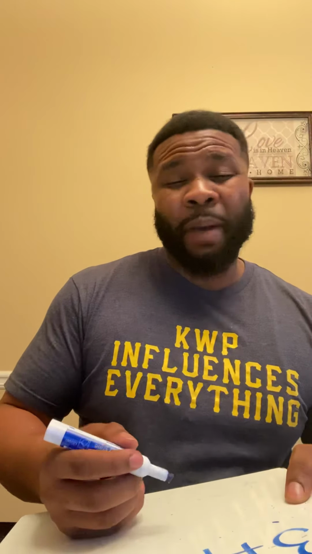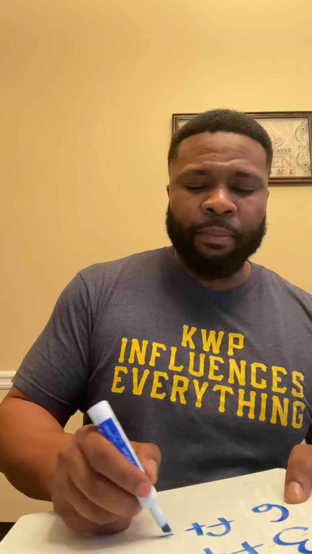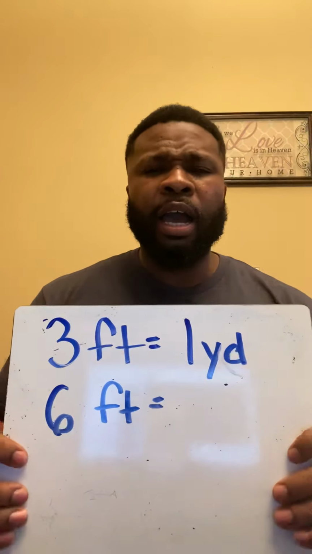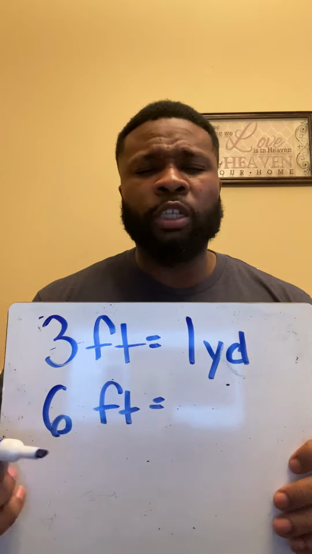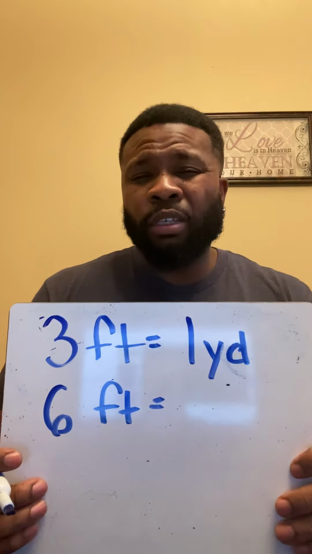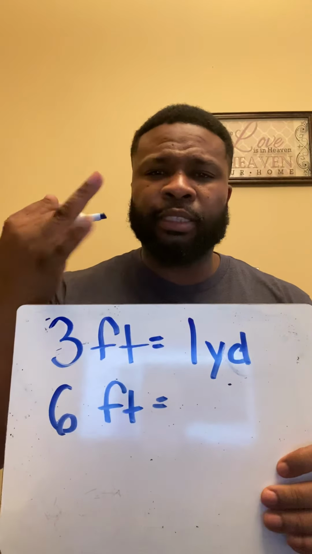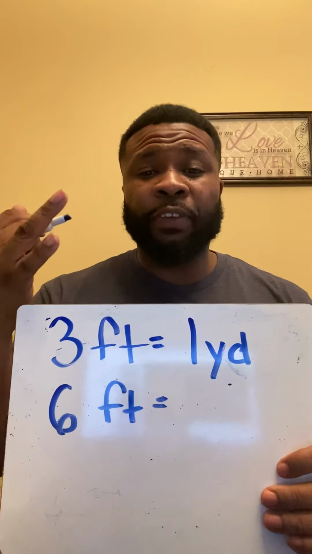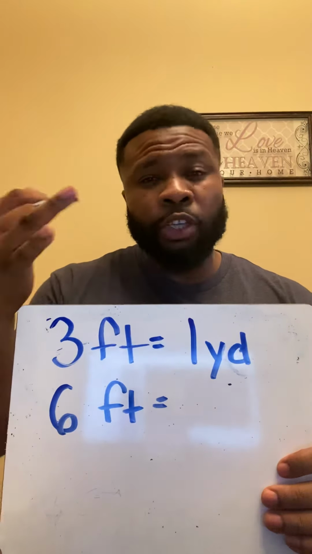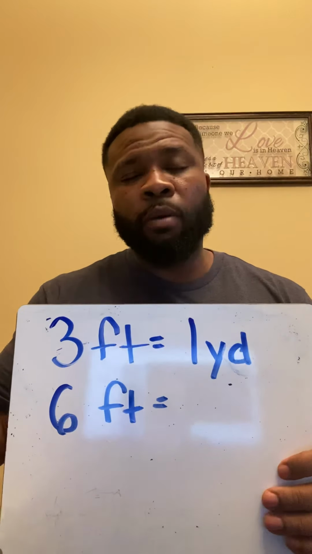If I am counting by the feet, if I have 6 feet, I'm thinking in my mind, how many yards would that equal? Well, 3 feet equals 1 yard, 3, 6, that means 6 feet is equal to 2 yards. I kind of use my math and my multiplication to figure that out. 6 feet is equal to 2 yards.